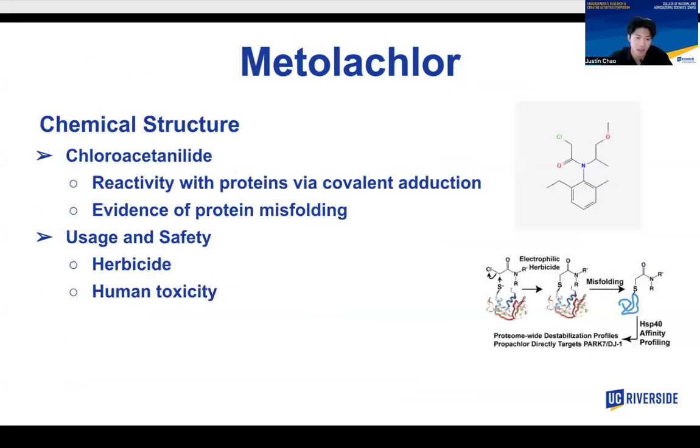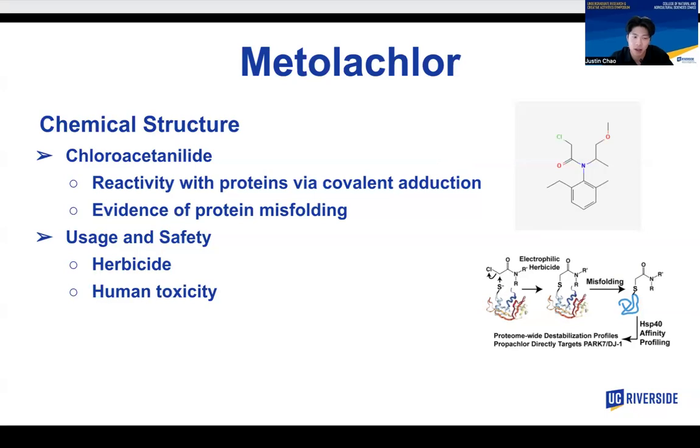This leads us to our topic that we'll be discussing today. Metolachlor is a chemical that belongs to the chloroacetanilide family. This family is characterized by the molecular structure on the right. What's notable about this chemical family is that it contains a potent electrophilic moiety. Previous studies on chloroacetanilides have demonstrated that they are capable of reacting with protein side chains through a nucleophilic substitution and can result in misfolding of the protein.